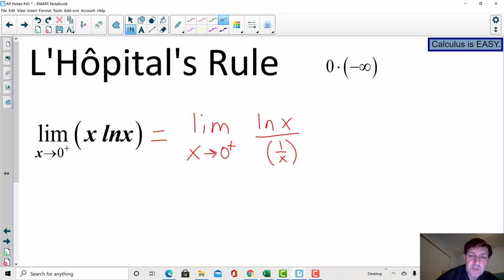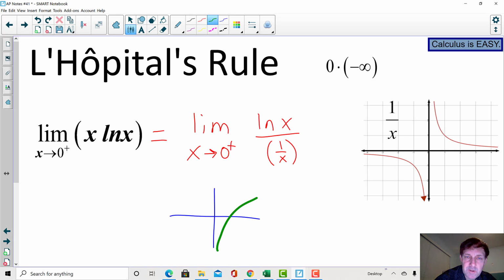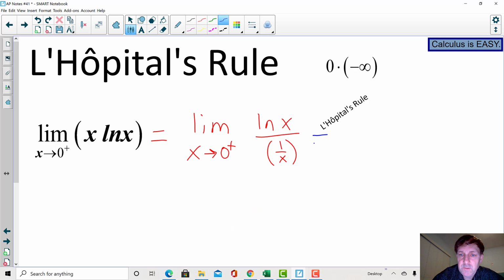Okay, let's see what happens when you plug in the 0. Okay, we already talked about ln of x. As x goes to 0 from the right, it's approaching -infinity. So right now the top is going to give us -infinity. And for 1 over x, as x goes to 0 from the right, you can see we're approaching +infinity. So the bottom gives us +infinity. But the good news is that we are getting infinity over infinity, so we can use L'Hopital's rule. So that means that this limit is going to equal this limit here.